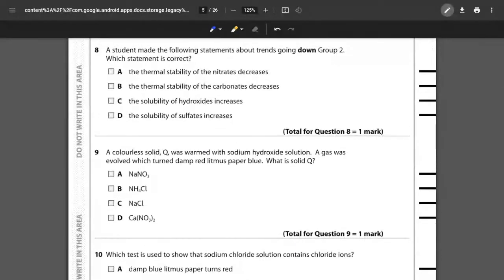Question 8 is now looking at topic 8, our redox and our inorganic chemistry. Which of the following statements about trends going down group 2 is correct? So A and B are very similar, talking about the thermostability of the nitrates and carbonates, each saying that they decrease. Now, both of these are wrong because we actually see an increase in thermostability because we have a bigger cation, which means we get less polarization.